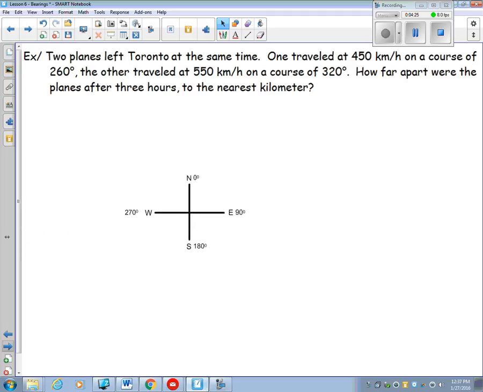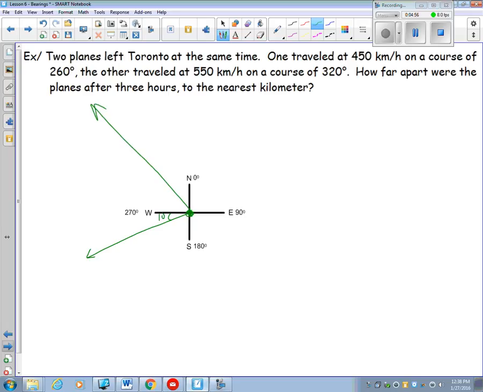We're going to start off with Toronto in the middle here. So Toronto. One plane's going 450 kilometers an hour at 260 degrees. Well, 260 is between 180 and 270, just a little bit less than 270. In fact, it's 10 degrees less than 270, right? And the other plane is going at 550 kilometers on a course of 320. So 320 would be up here.